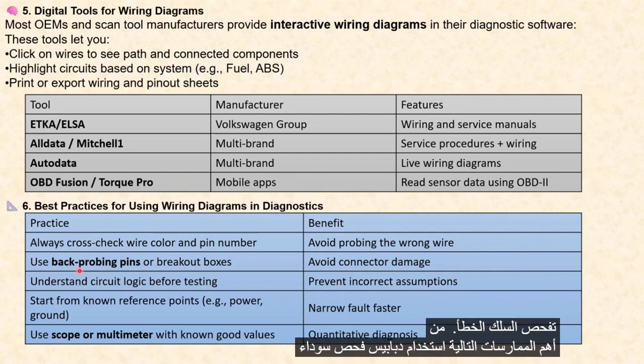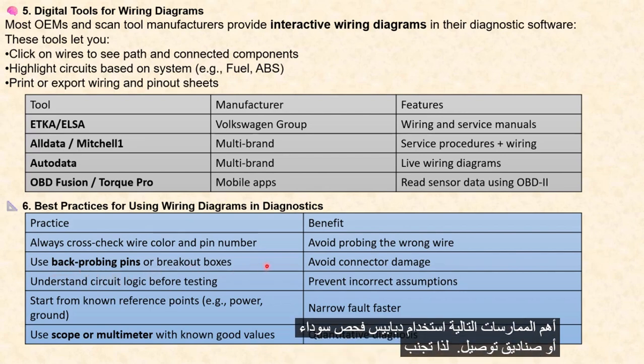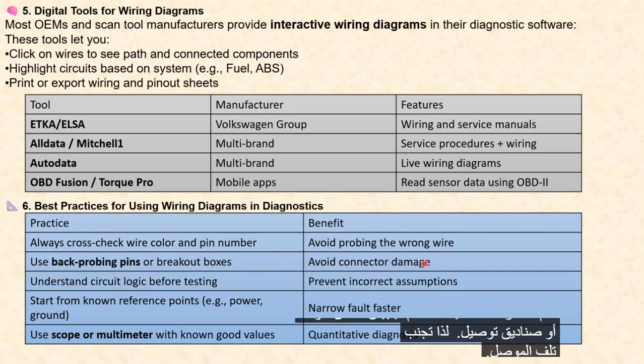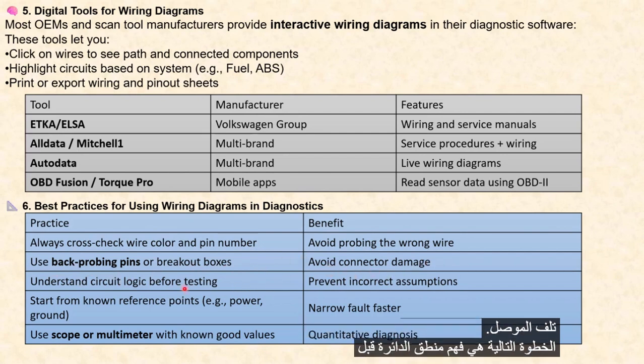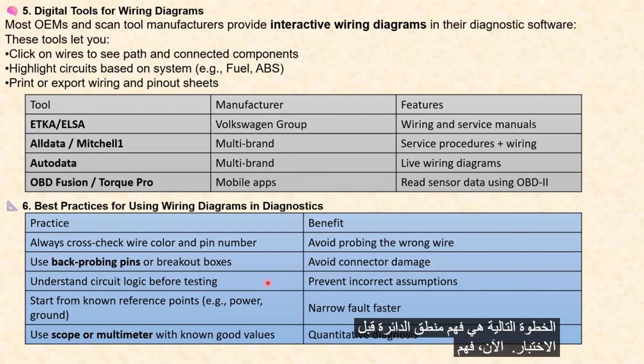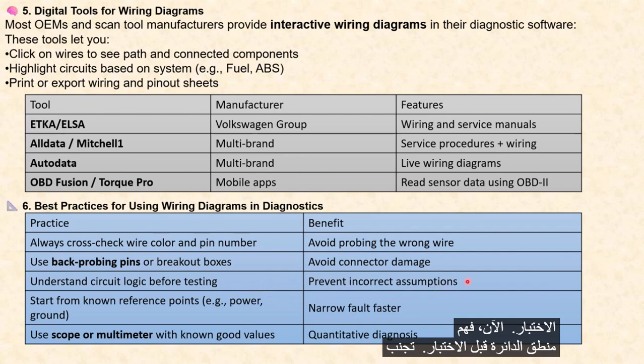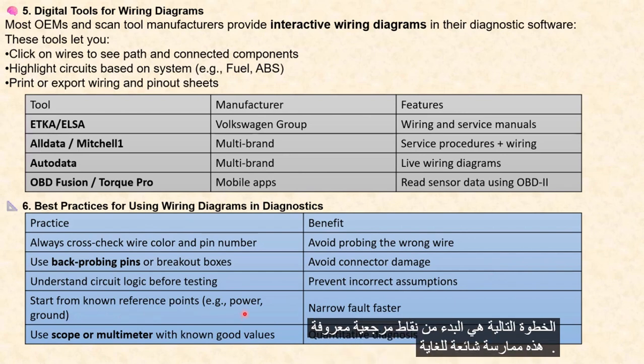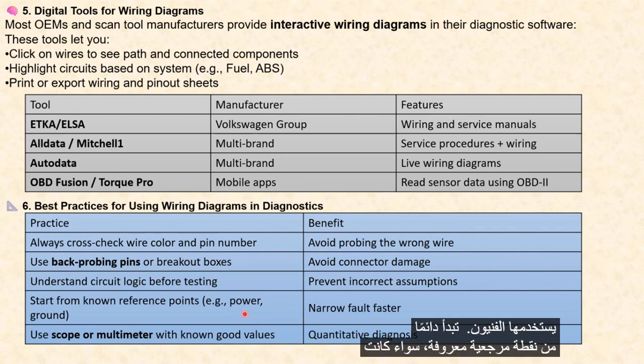Next important practice is to use back probing pins or breakout boxes, to avoid connector damage. Next is understand circuit logic before testing. Understanding the circuit logic before testing prevents incorrect assumptions. Next is start from known reference points. This is an extremely common practice used by technicians. You always start from a known reference point, for example, either power or ground, so that you can zero in on the fault very easily.